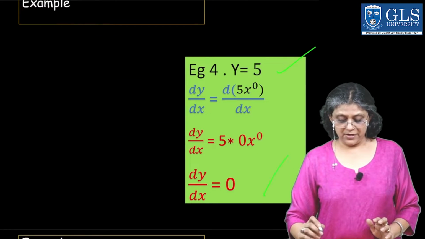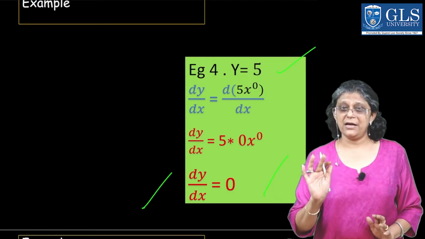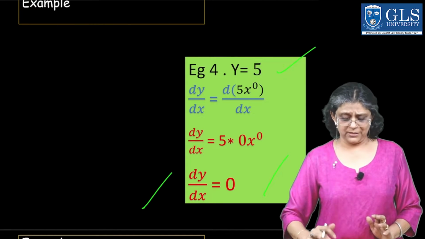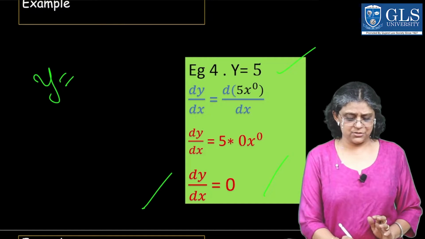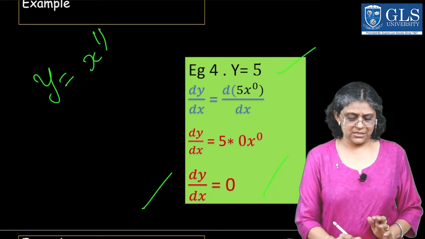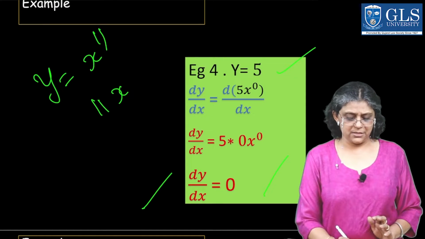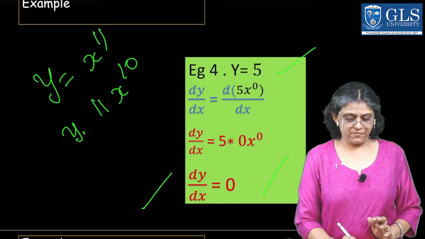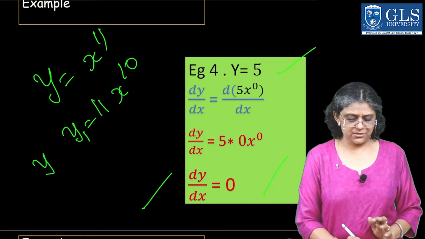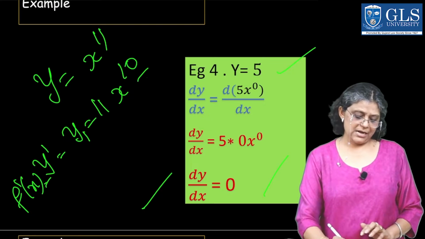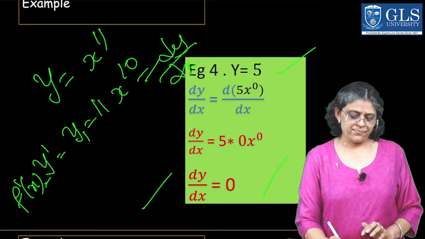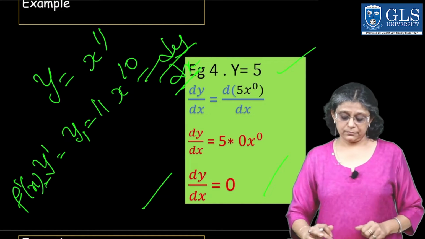Again for a constant, I think now you have had the practice. Whichever number I take, you should know the answer. Let us try x raised to 11. So what will the answer be? 11 into x raised to 10. I can write this as y1, y dash, or f dash x.